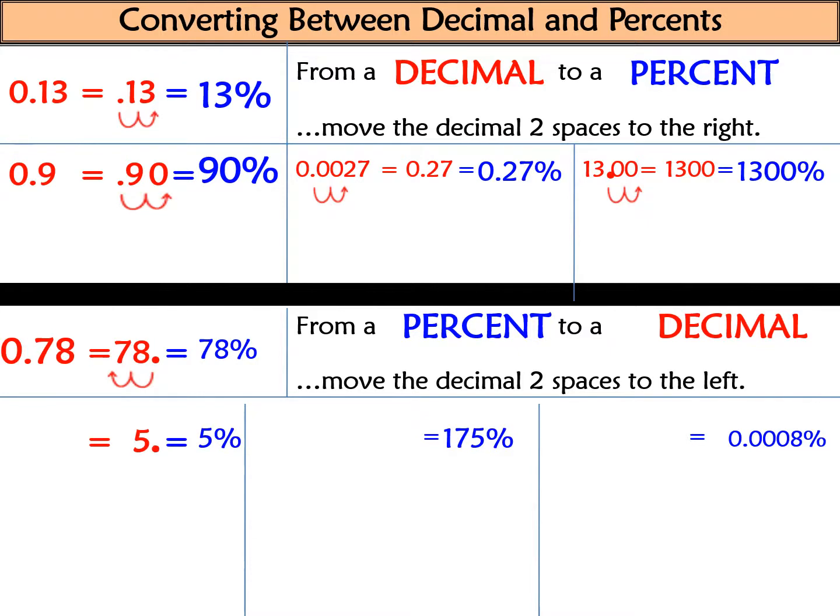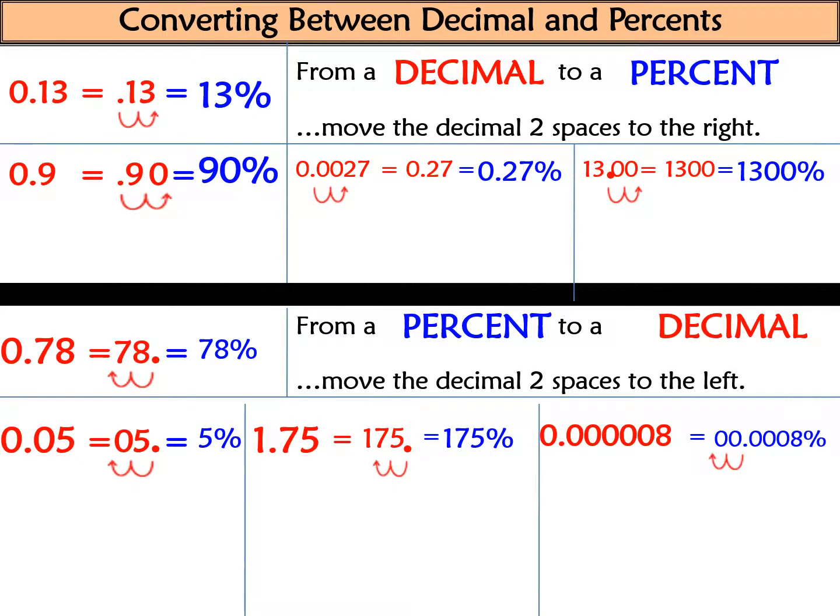In the second example, again, we're going to put that invisible decimal point at the end of 5. We're going to slide it 2 to the left. We're going to fill that empty place value with a 0. And 5% becomes 5 hundredths. 175%, plop that decimal point at the end, slide it 2 to the left, becomes 1 and 75 hundredths. And 8 10,000ths of a percent, if we slide that decimal point 2 to the left, becomes 8 millionths.